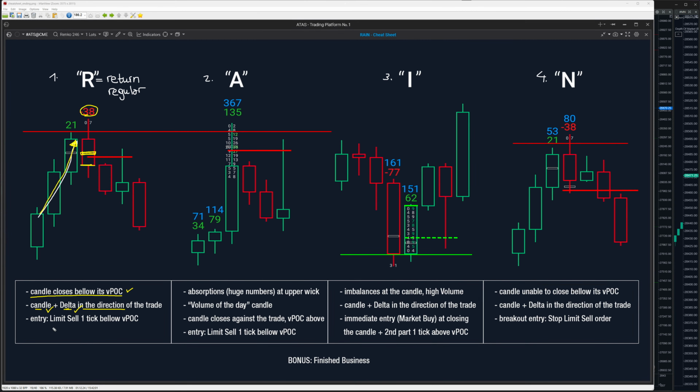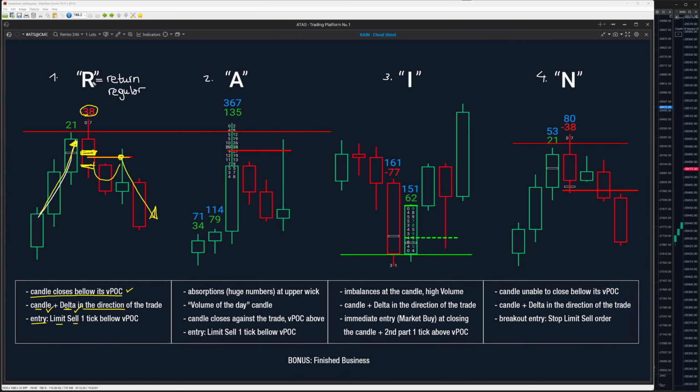Yes. And the entry is limit sell. So you place the limit sell order at the moment of closing this candle, 1 tick below the VPOC. There was this VPOC, and the indicator draws a line 1 tick below it. So you wait for the pullback, you get filled, and you trade the downtrend.